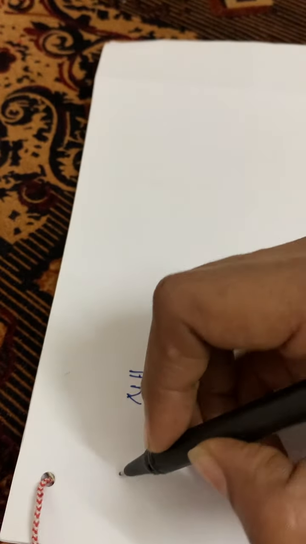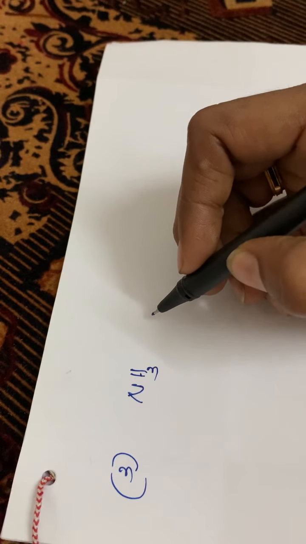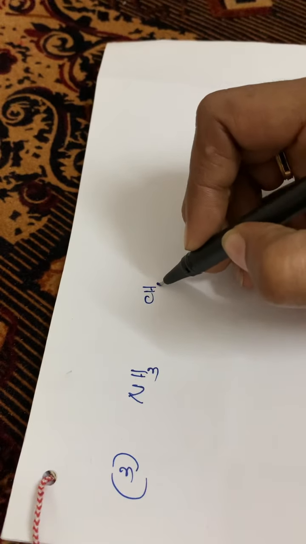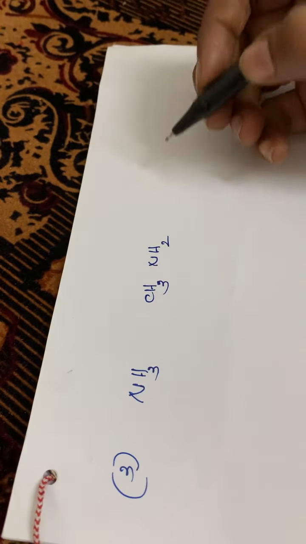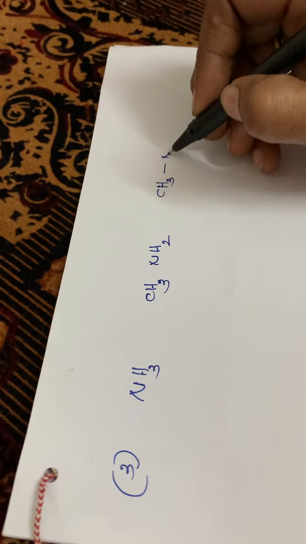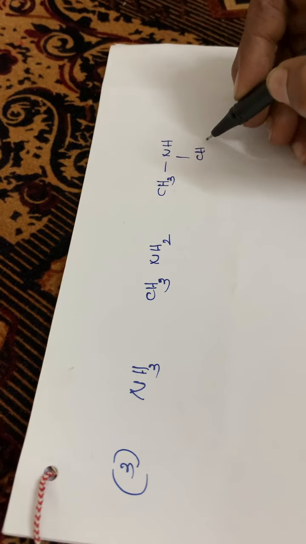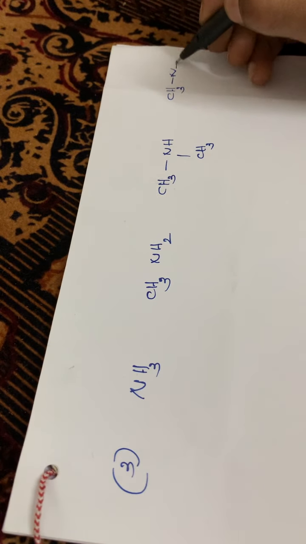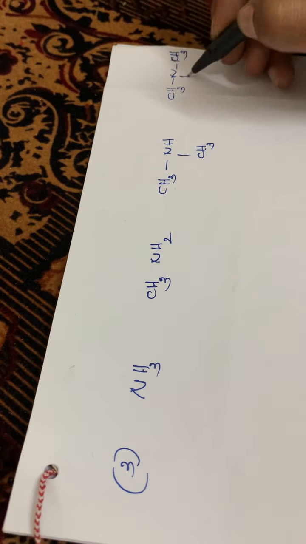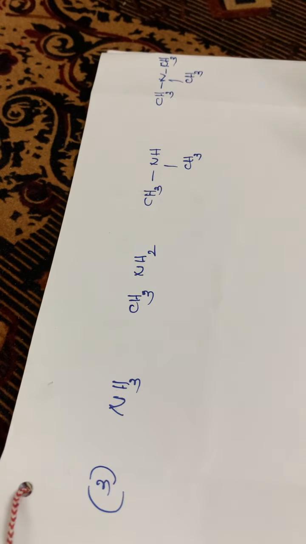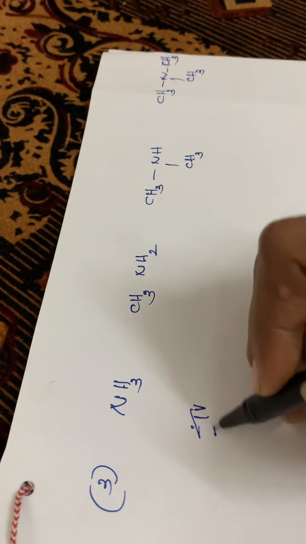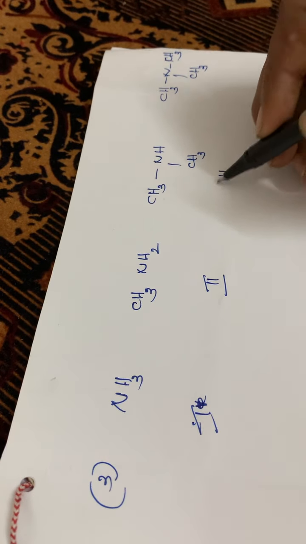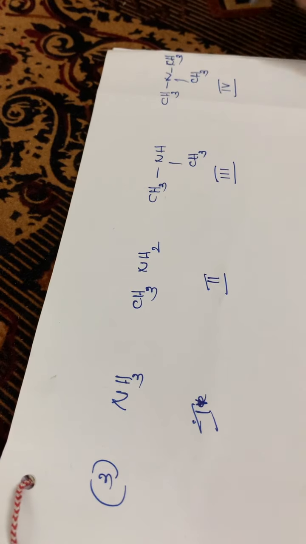Ammonia, third example. Ammonia, then CH3NH2, then (CH3)2NH, then N(CH3)3. You have to compare these four compounds. First one is ammonia, second one methylamine, third one dimethylamine, and the fourth one trimethylamine.